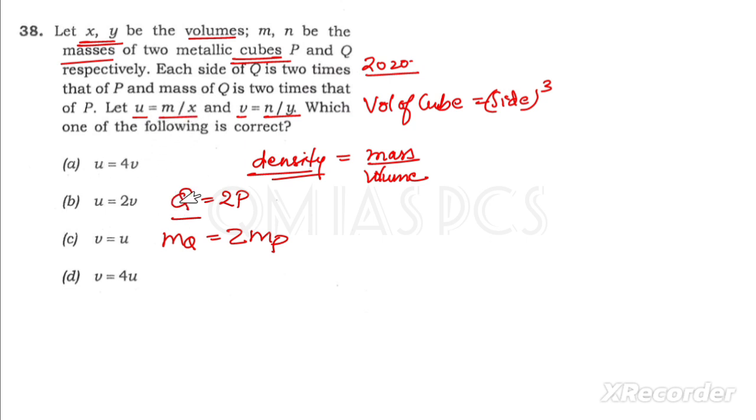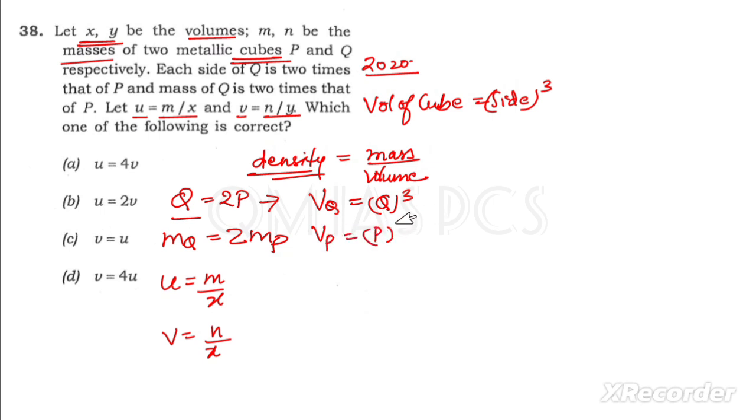First, you have to find the density, I mean u, for u is equal to m by x. m is for P and x is for P, and n is for Q and y is for Q. So here v is equal to n by y. n is for Q. So we have to find the volume first. First find the volume of Q, I have taken Q as a side, so Q cube, and the volume of P is equal to P cube, right?